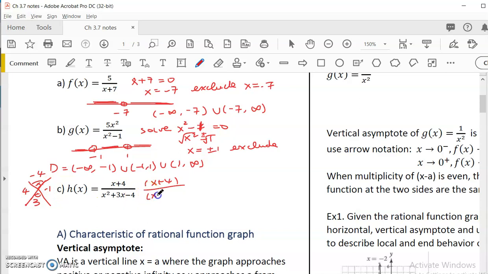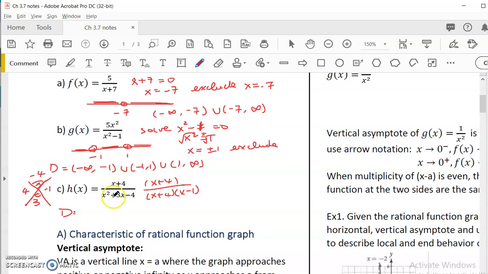So the denominator can be factored as (x + 4)(x - 1). Then you may say, well, should we exclude negative 4? Because I could cancel it and it would still be okay, right? So we do not. When we do domain, we don't look at canceling.